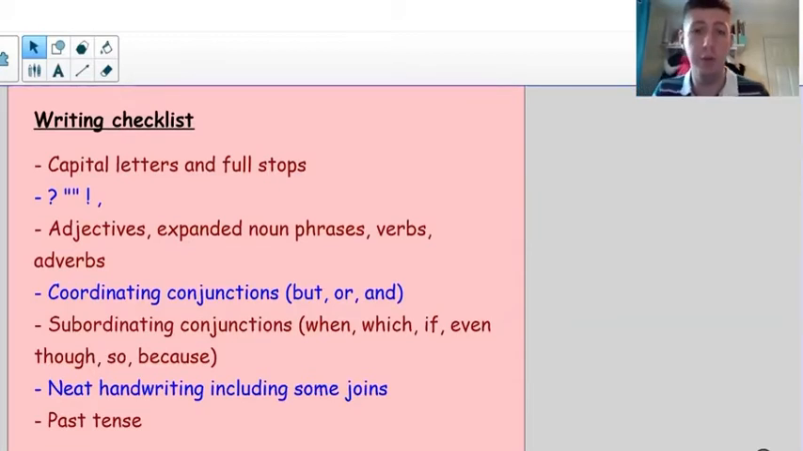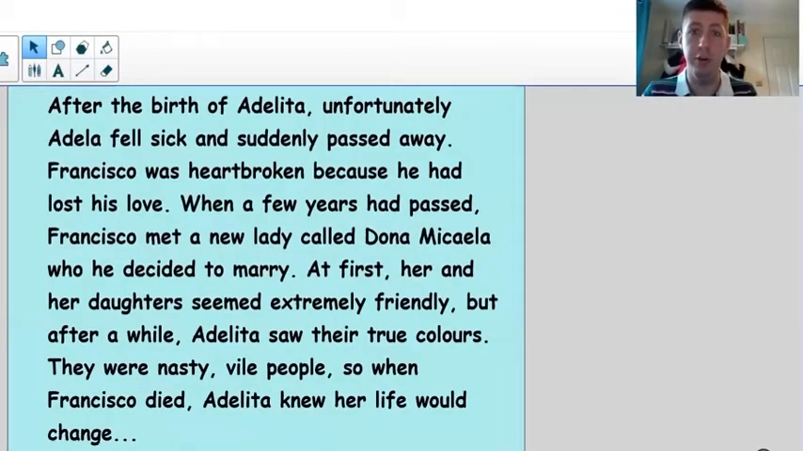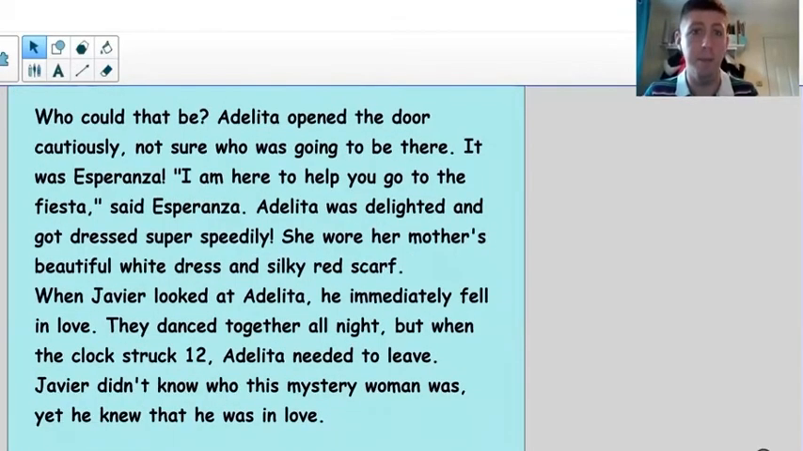Okay, ready to move on to the next part of the story, which of course is the resolution. So they've all been invited to the fiesta. Adelita has to stay behind. So what's going to happen in the resolution? Let's read it. This is the resolution here.